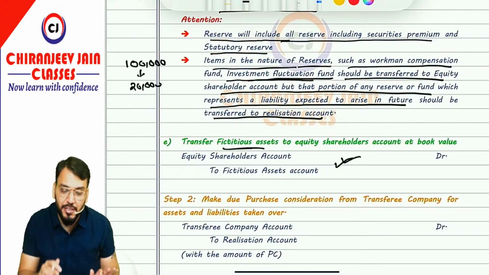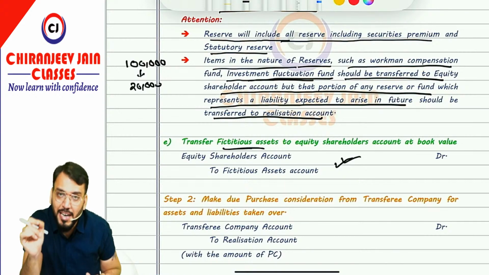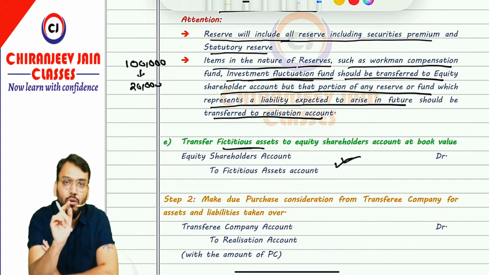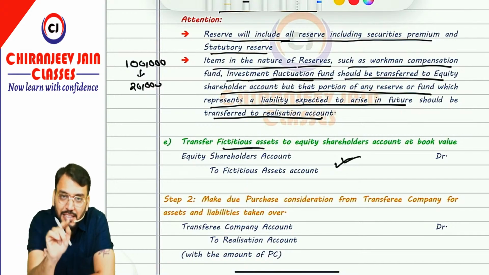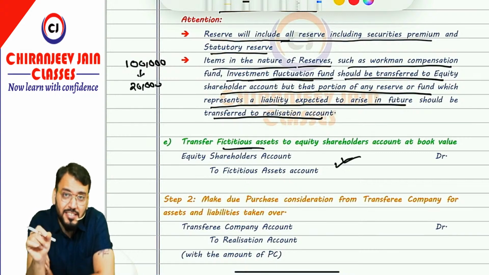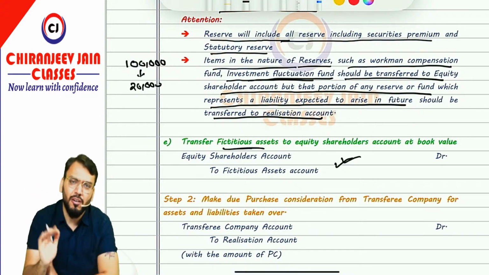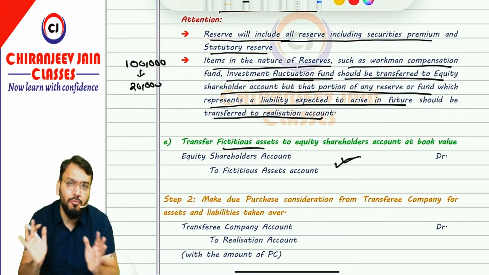Step number 1 completed. So what is step number 1? Close all items of the balance sheet at book value by transferring them to the respective account. So all assets will be transferred to realization account, all liabilities will be transferred to realization account, equity share capital will be transferred to equity shareholders account, reserve and surplus will be transferred to equity shareholders account, preference share capital will be transferred to preference shareholders account, and fictitious assets will be transferred to equity shareholders account. This is the nut point, I will say the crux of whatever I have discussed.